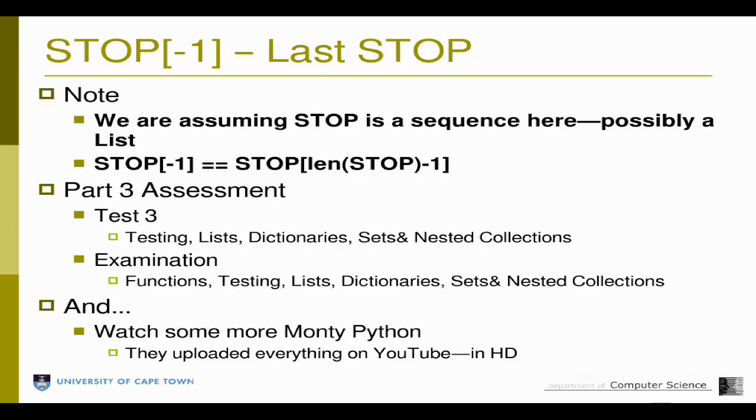But just to remind us that in terms of assessments, there's a third test coming along on the 11th, I believe. So part 3 is going to cover everything we've done from testing all the way up to what we're going to do today. So nested collections, right? And then the exam, quite naturally, is going to cover everything we've done so far, so functions all the way up to nested collections. This is just for part 3, right? Remember that Dr. Derenz's portion is probably going to be included in test number 3 as well, right? Test 3, okay?